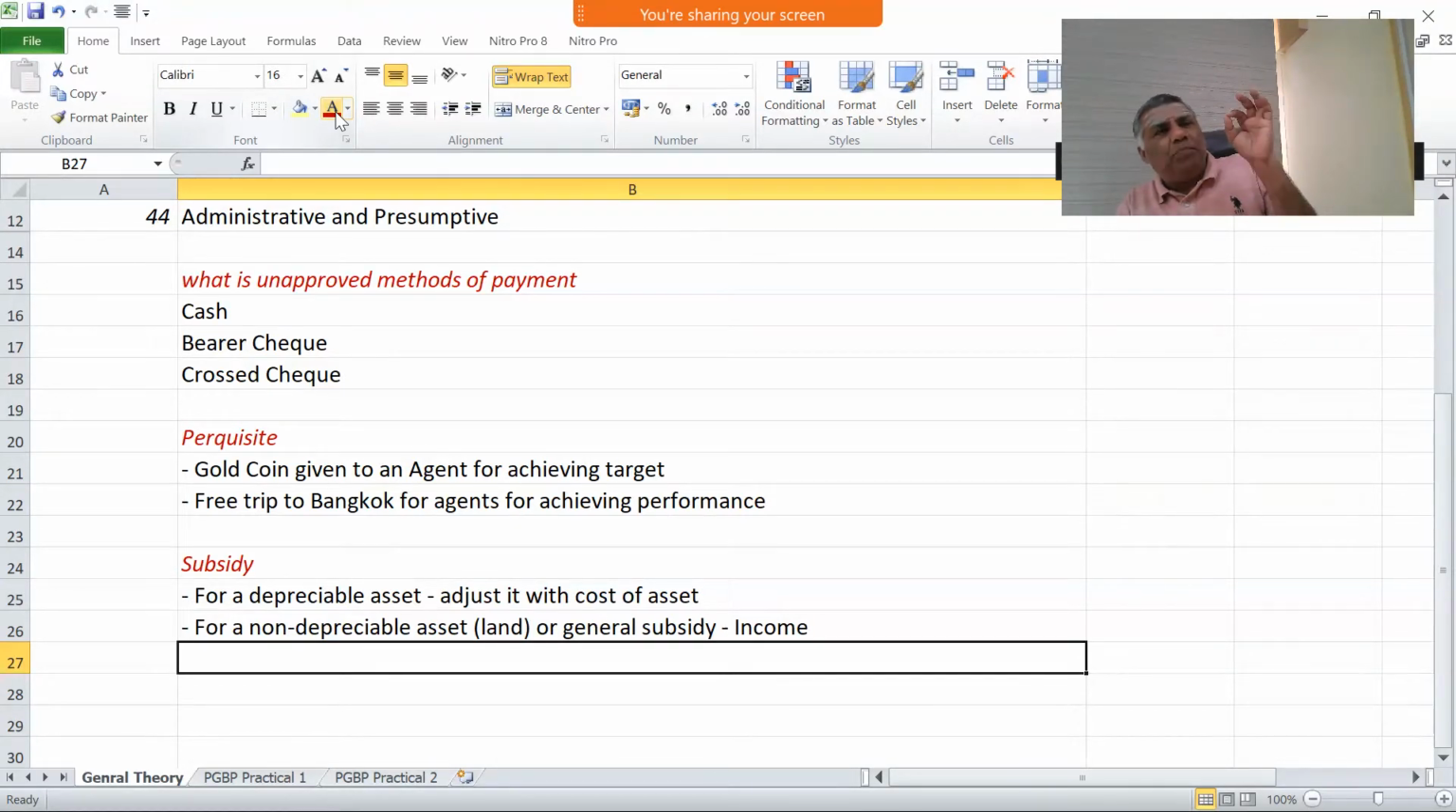Any support from a third party which is for a depreciable asset should be adjusted with the cost of the asset. If it is for a non-depreciable asset or general in nature, it shall be treated as income.